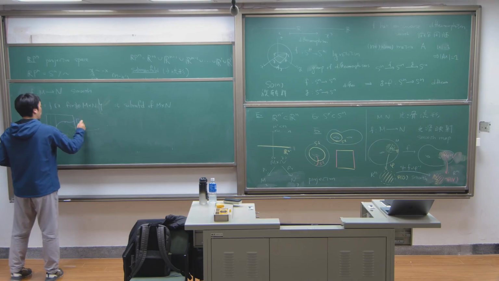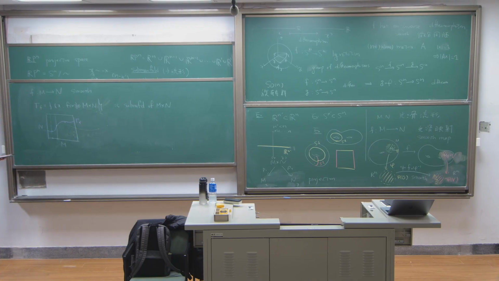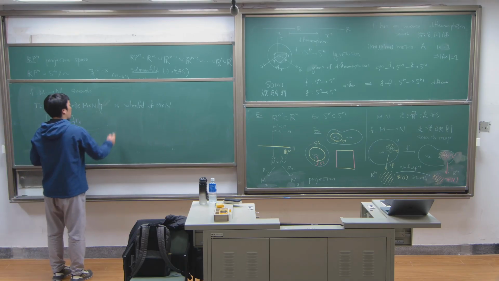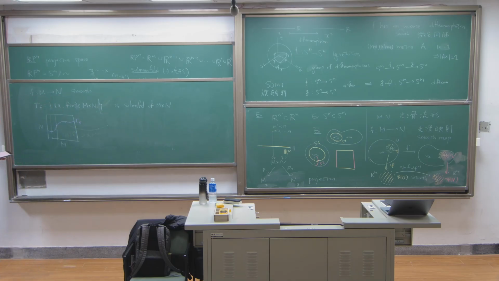Gamma f. Okay? So this is a submanifold inside a product manifold. This product manifold is this rectangle, and this purple one is the so-called graph of the map f.